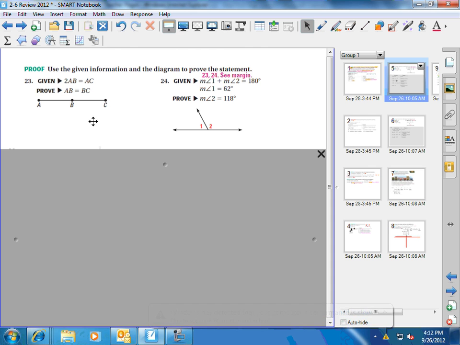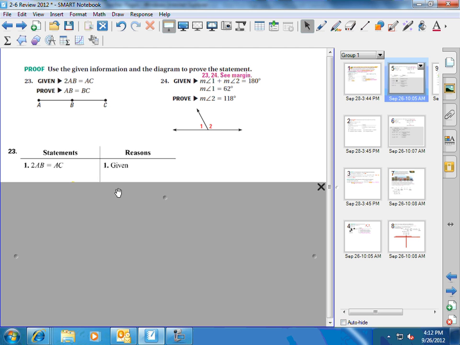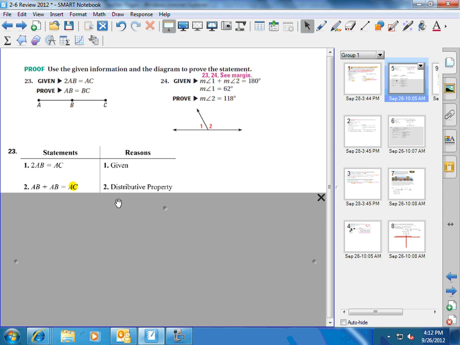So let's do a two-column proof. We've got our given statement, our proof statement, we've got our diagram, and so let's start with the body of the proof. We'll start with what's given. I'm going to state what's given, that 2 times AB is equal to AC, and the reason why I'm stating that is because it's given. And then I'm going to break 2AB down to AB plus AB is equal to AC. The distributive property justifies going from here to here.